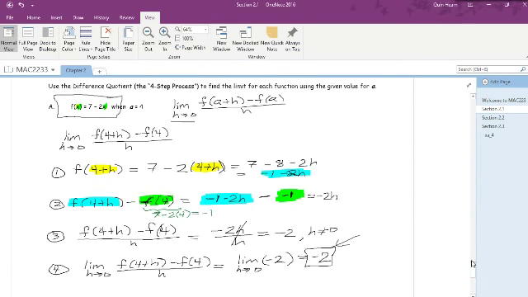Okay, so that's the end of section 2.1. Now we're going to move on to 2.2.